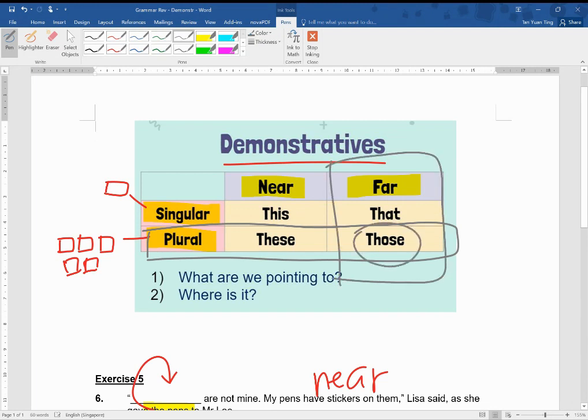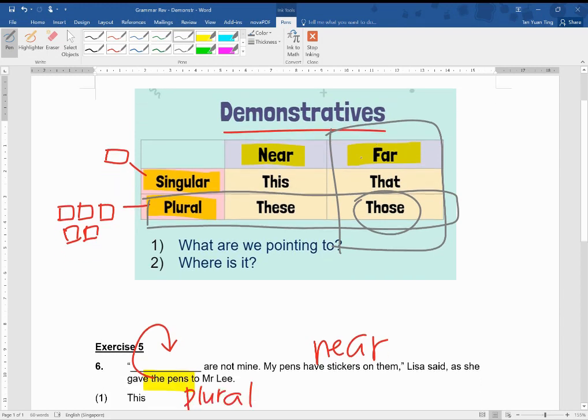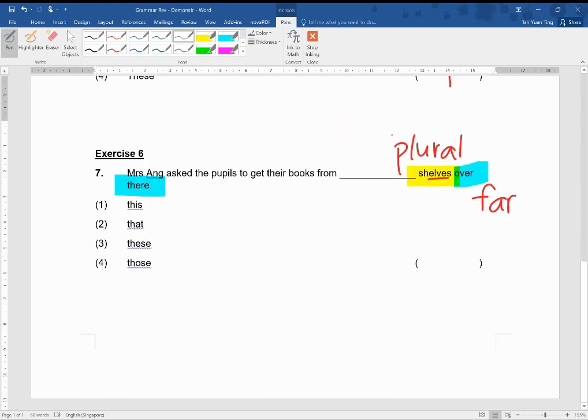So my answer is those. And let's check back. Those would be option number 4. Mrs. Ang asked the pupils to get their books from those shelves over there.